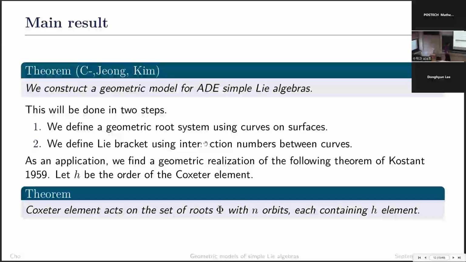And as a small application, we can realize this theorem of Kostant, which says that when you have a Coxeter element, let's say h is the order of the Coxeter element, there is a famous theorem that the Coxeter element acts on the set of roots with n orbits, n is the number of vertices, and each containing h elements. And we'll see a graphical presentation of this.